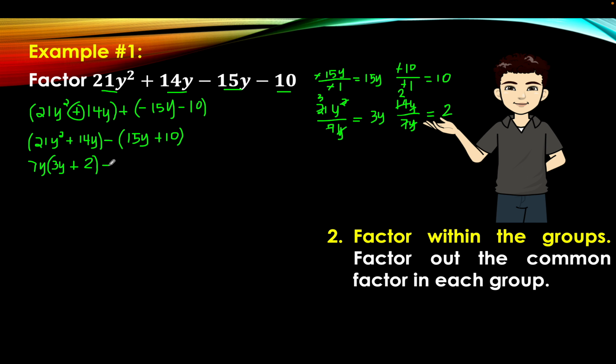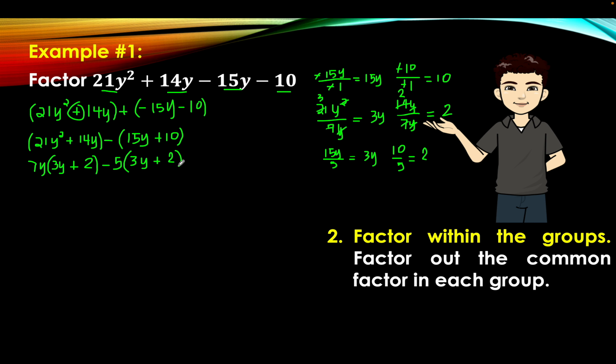Then minus, and let's do the same for the second group. The GCF here is 5, so that means we're going to remove 5 as the common factor and divide each term by 5. So 15y divided by 5, we have 3y, and 10 divided by 5 is equal to 2. Therefore, we have here the quantity 3y plus 2. So the polynomial now becomes 7y times the quantity 3y plus 2 minus 5 times the quantity 3y plus 2.